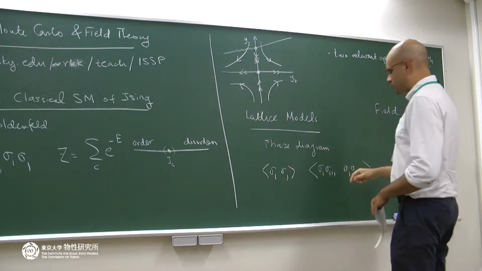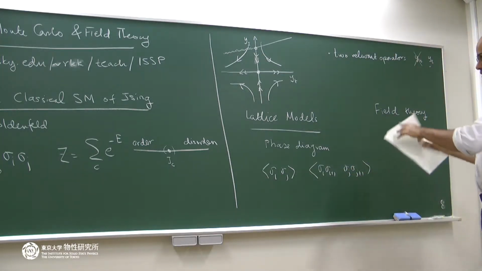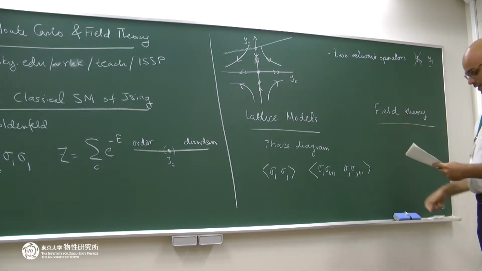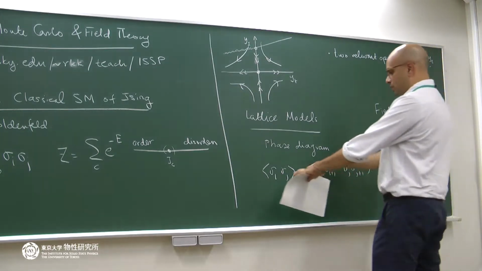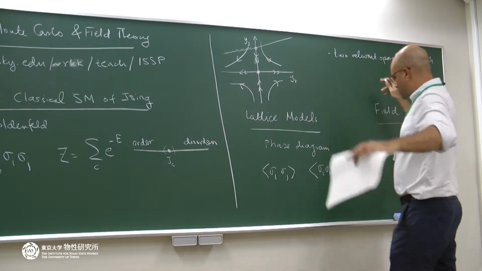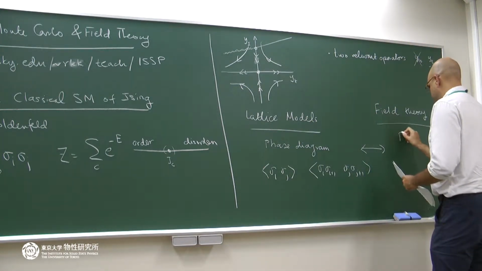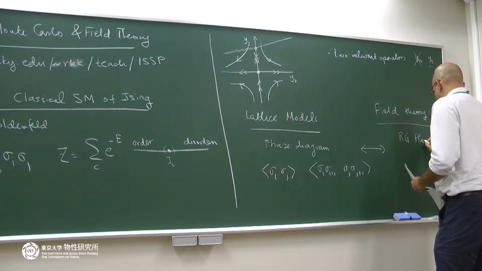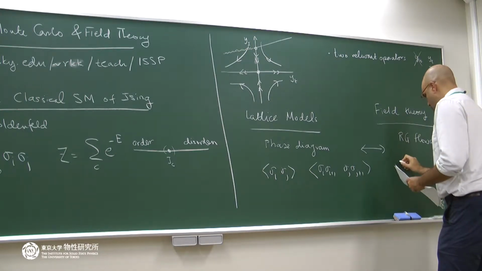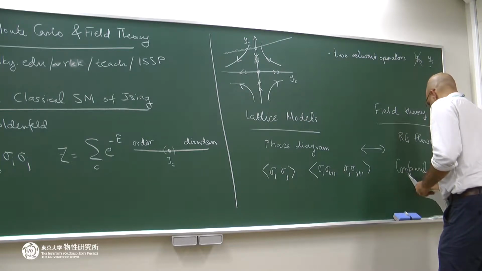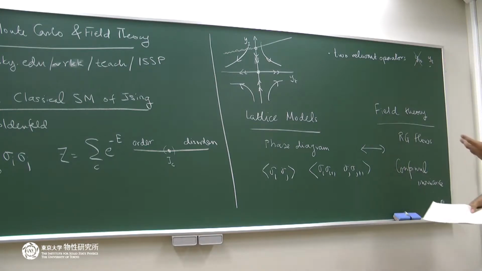2-point correlation functions of composite operators. You can measure 3-point correlation functions, 4-point correlation functions, all these things. And the amazing thing is that if you look at correlation functions at very long distances, they are described by a field theory. And you know, one of the most celebrated results in this field is the emergence of conformal invariance.